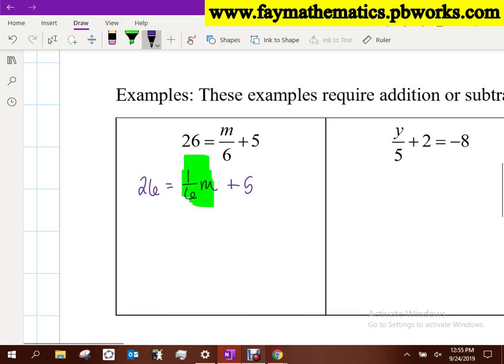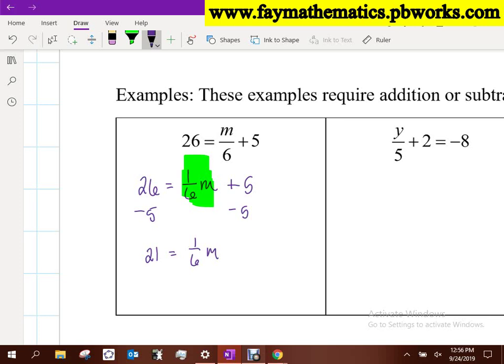Subtract 5, right? So let's subtract 5 here. If I do that to the right-hand side, what do I have to do to the left-hand side? Same thing. Okay? So that is exactly the same step that we conducted yesterday on the 4 or 5 examples we did yesterday.